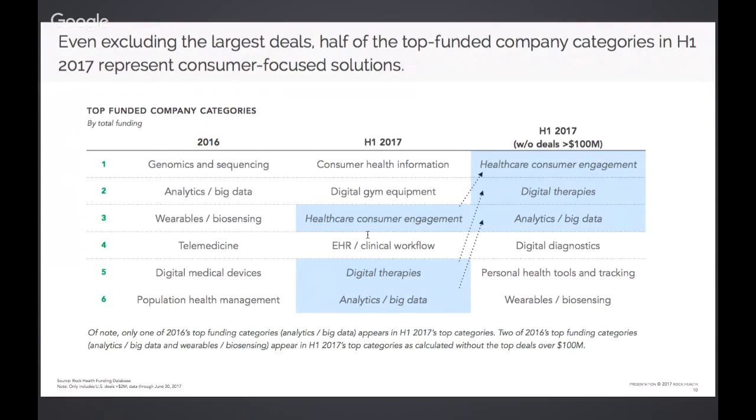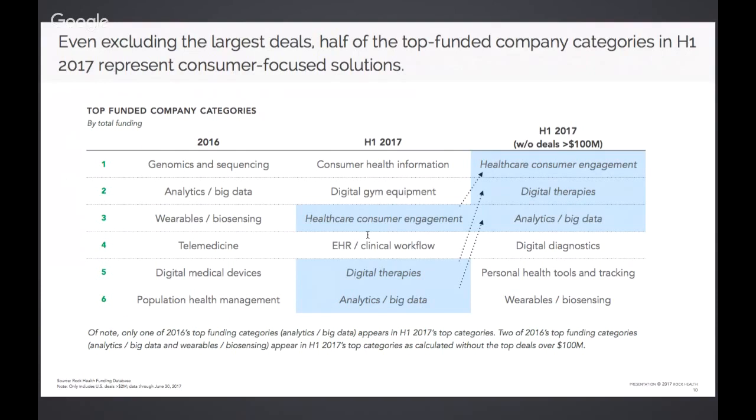So just to orient you to the graphic, in 2016, this lists the top 6 categories on the left-hand side of the slide. In the middle, we have our top categories from this half. And then on the right, we have the top categories from this half, but without those mega deals over $100 million. And what you can see, 3 stay in the top: healthcare consumer engagement, digital therapies, analytics, big data.